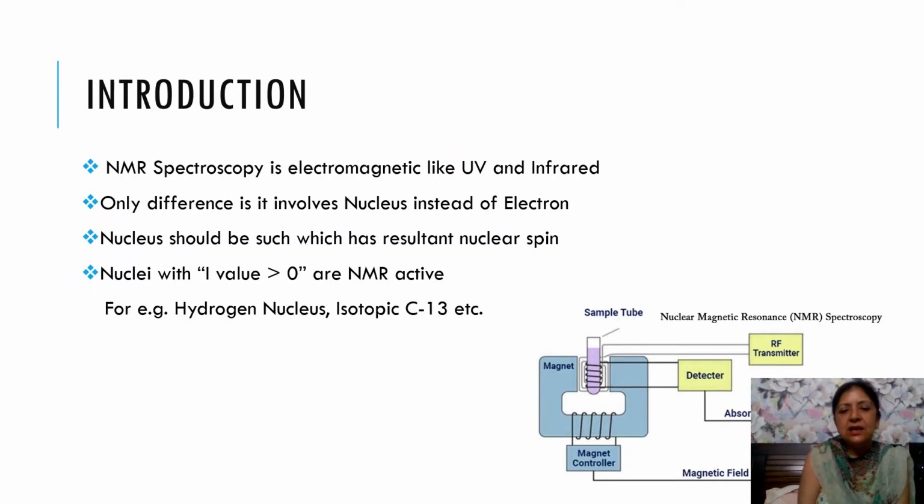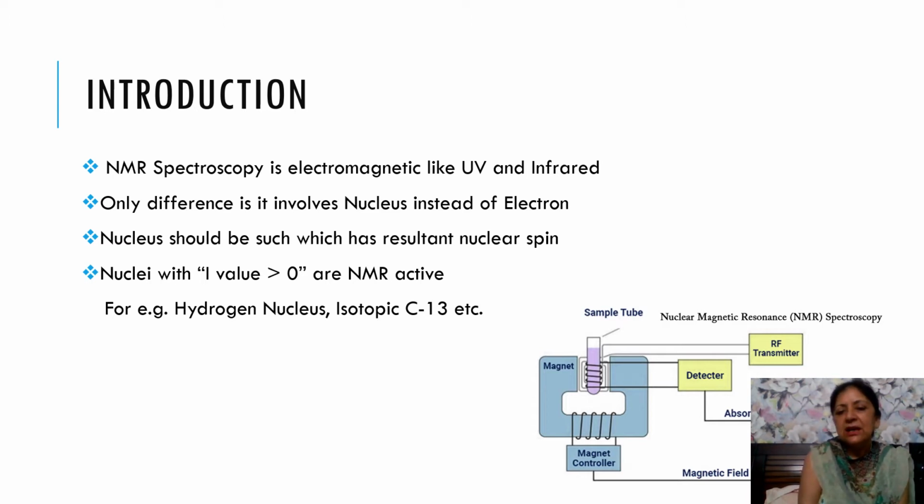let's understand that NMR spectroscopy basically involves three names: nucleus, magnetic, and resonance. Just like UV and IR spectroscopy, NMR spectroscopy is also electromagnetic, but the basic difference is that in NMR the nucleus is involved, the flipping of the nucleus, and in the case of UV and IR there is transition of electrons in one form or the other.